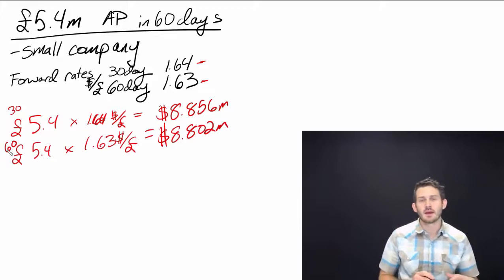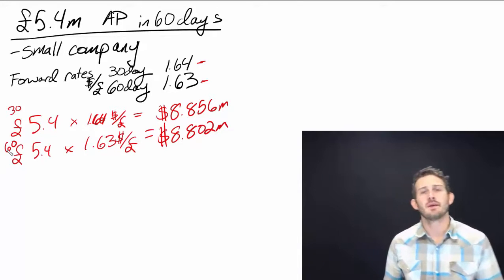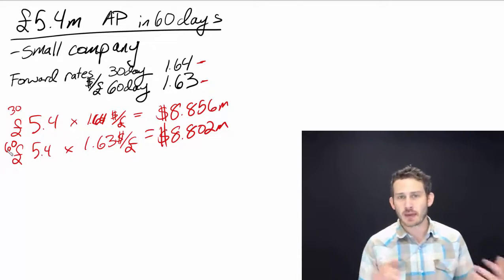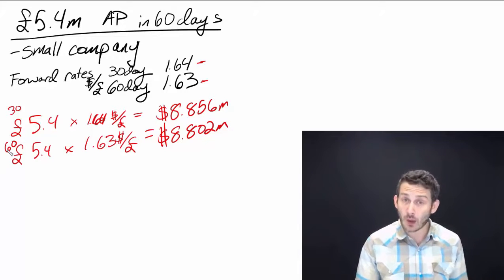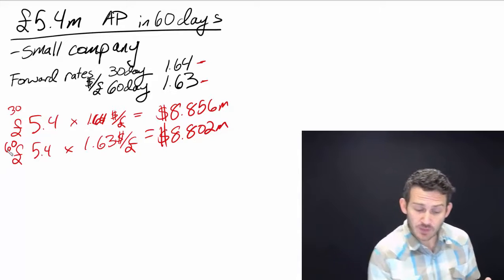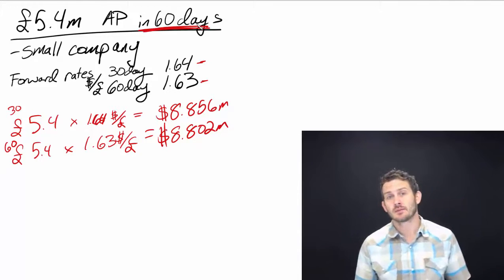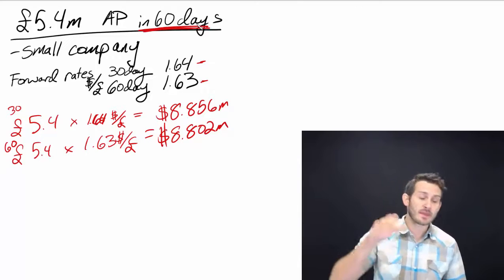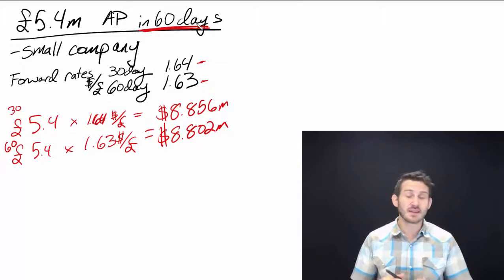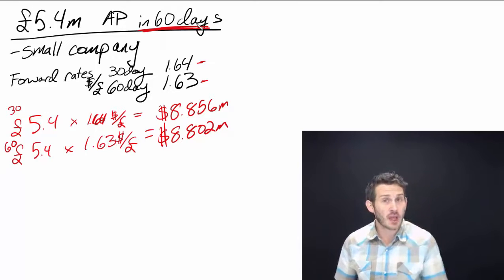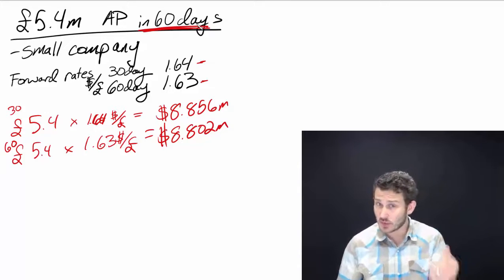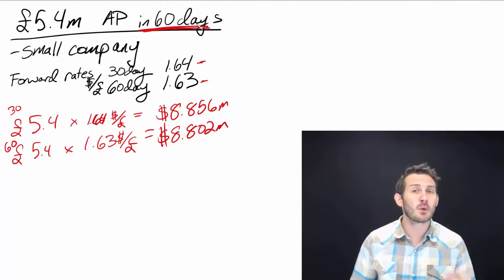Alternatively, we would look at the 60-day, and you might say, oh, we're getting a better price, let's go with the 60-day. Well, that's not exactly the way we're going to do it here. We don't even have to do the math before figuring out which contract we're going to use. Why is that? It's because we have an account payable in 60 days.